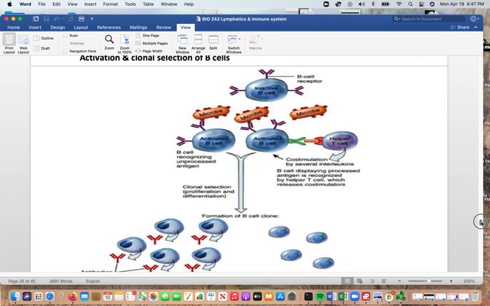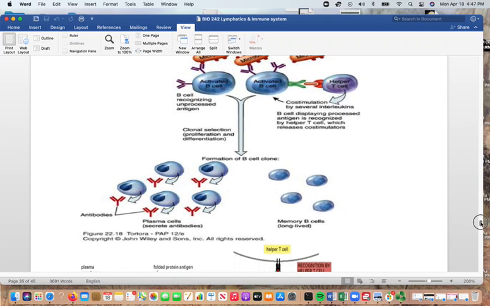So this again is showing here where you can have the B cell receptor, you can have them become activated, and it's showing the comparison of activated B cells, forming your B cell clones and your memory B cells.